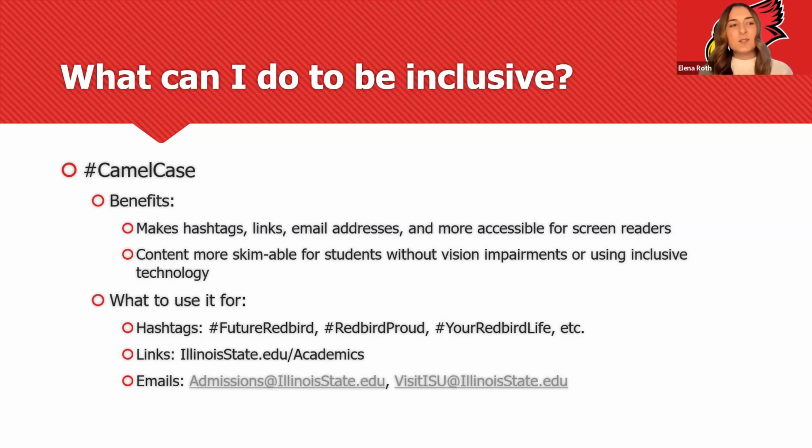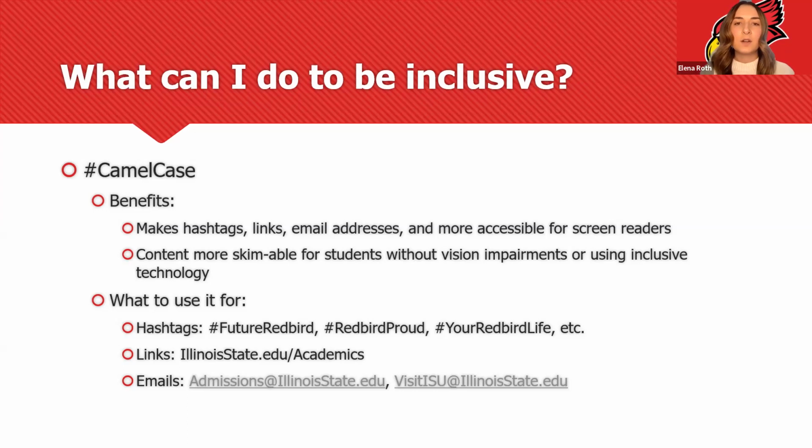Camel casing. This is important because if you don't capitalize the first letter of each word, whether in a hashtag, a link, or an email address, sometimes screen readers or voice to text can misread things. A commonly used example is the hashtag BlackLivesMatter. If you capitalize it, it reads as it should, but if you keep it all lowercase, it reads it as something else, which obviously is not what the hashtag is meant to say.